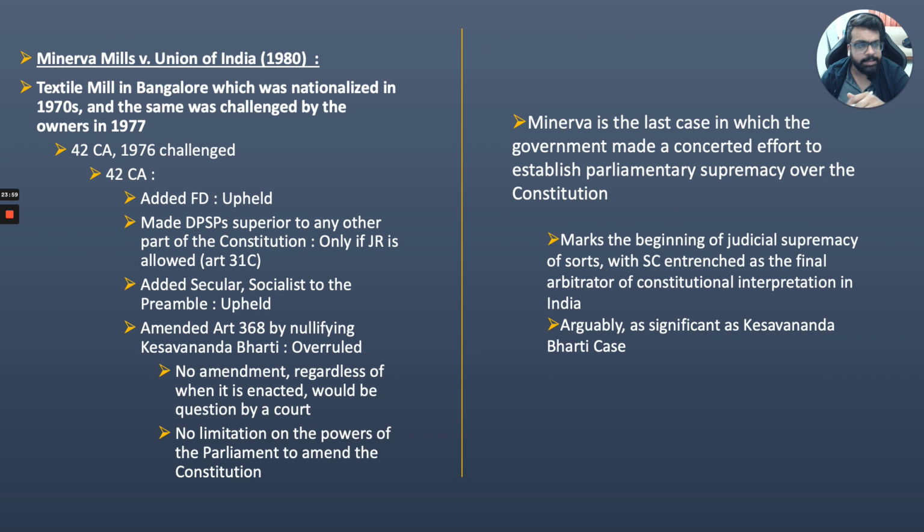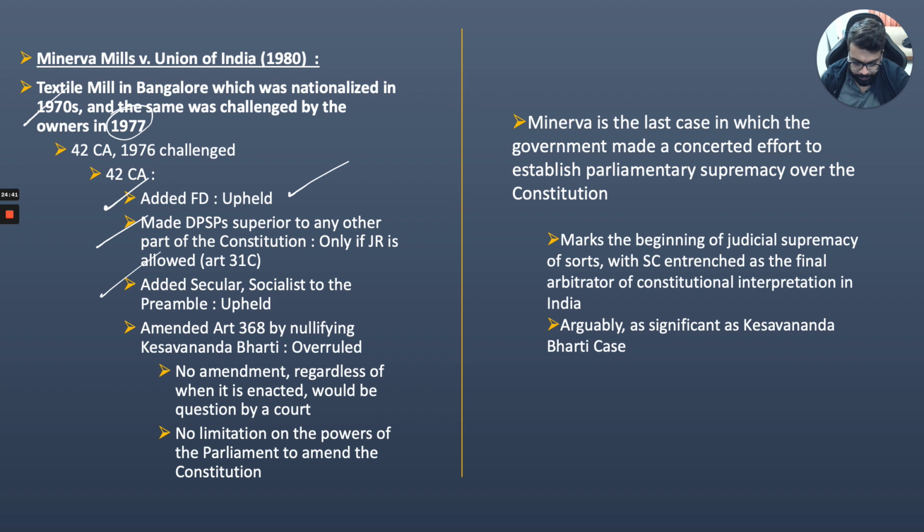So, what happens in Minerva Mills is that the government says, fine, I can't do this, but under 39B and C, I can do things for preventing concentration of wealth and equal distribution. And there was a textile mill in Bangalore which was nationalized in the 1970s, and the government said it wasn't able to function on its own, so the owners challenged it in 1977. In addition to this, of course, the 42nd Amendment was also challenged, which had added fundamental duties. This was upheld by the court. It had made directive principles superior to other parts of the Constitution, again upheld by the court. Only judicial review was allowed.